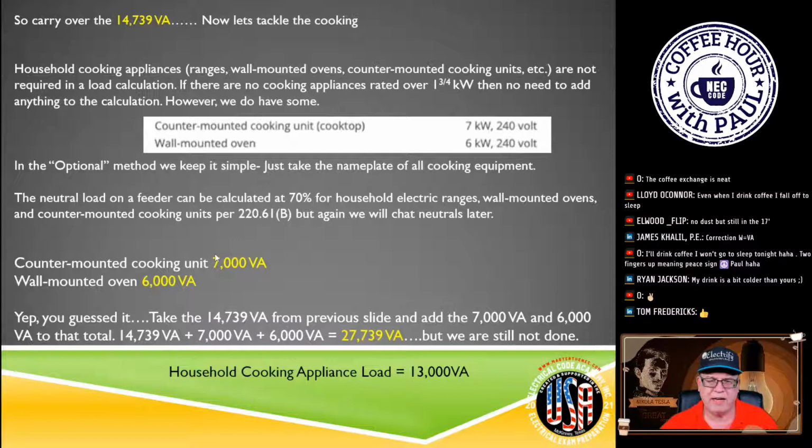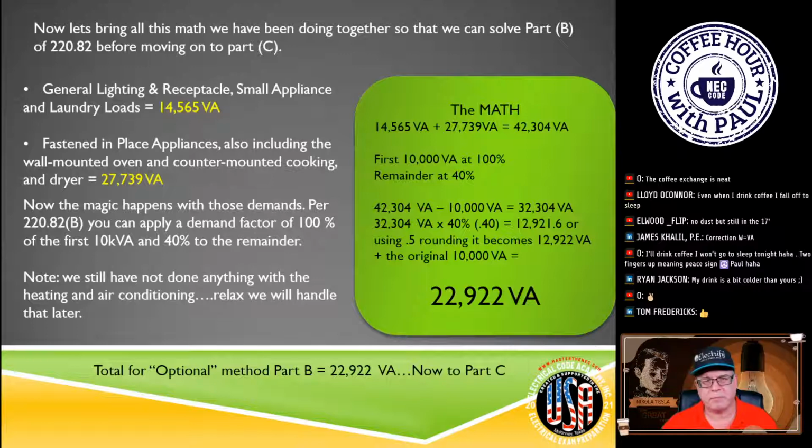All right, so in this case, we've got a 7,000 and a 6,000. Yep, you guessed it. You take that 14,739 that we got up to this point, and you simply add 7,000 and 6,000 to it. That should give us 27,739. Now, our cooking loads were 7,000 and 6,000, okay? But we added that to the 14,739, okay? Because that was part of the process that we're going through. So we do that and we keep on getting it. All right, so at this stage, and we already added the water heater earlier, we're done with B.